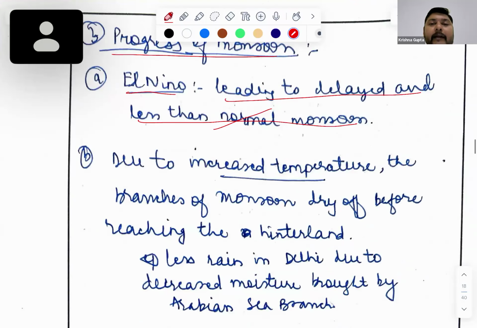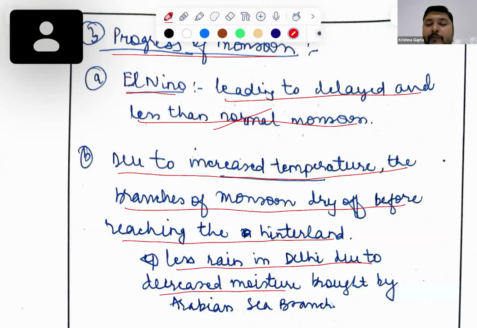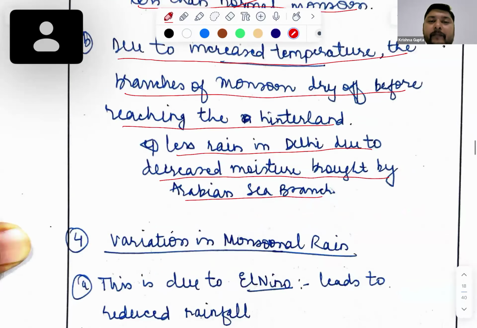Okay, El Nino. Then due to increased temperature, the branches of monsoon dry before reaching the hinterland. Less rain in Delhi due to decreased moisture brought by the Arabian Sea branch. But when it reaches the Delhi region, the Arabian Sea plus Bay of Bengal branch have already combined together. So we can write both.